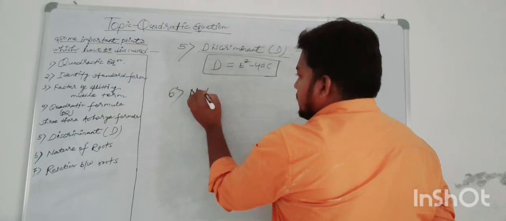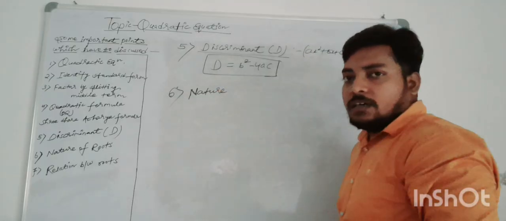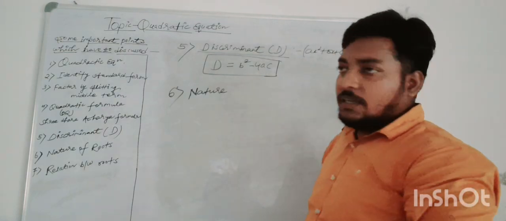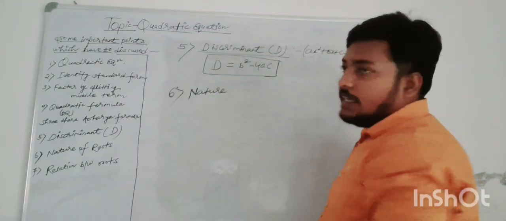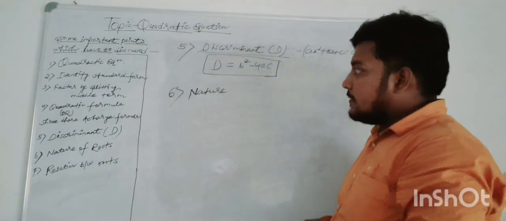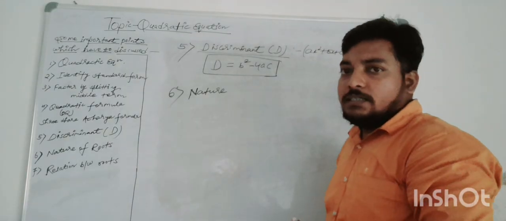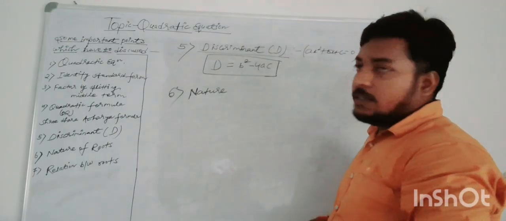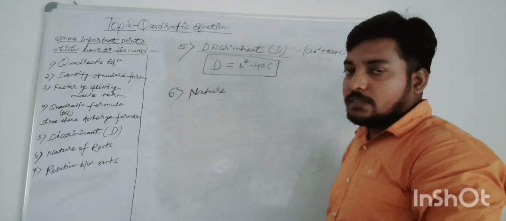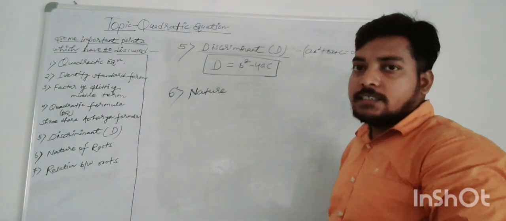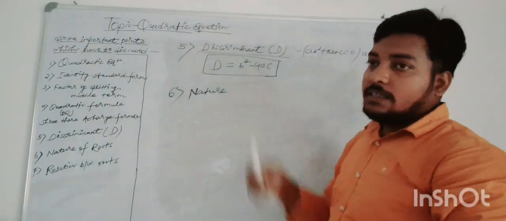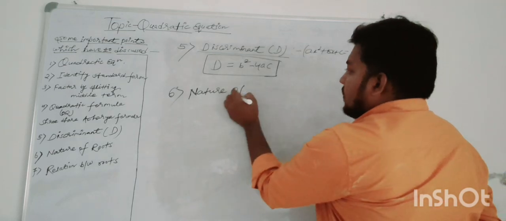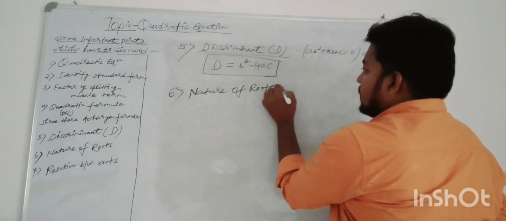The nature of roots of a quadratic equation depends on the value of the discriminant. If D is positive, then we get two distinct real solutions. And if D is equal to 0, then we get two equal real solutions, that is one solution. And if D is less than 0, then we get no real solution, that is, imaginary solutions. So, nature of roots.